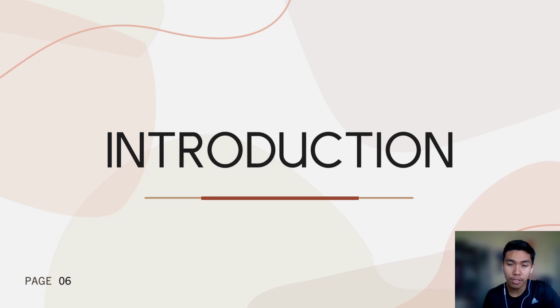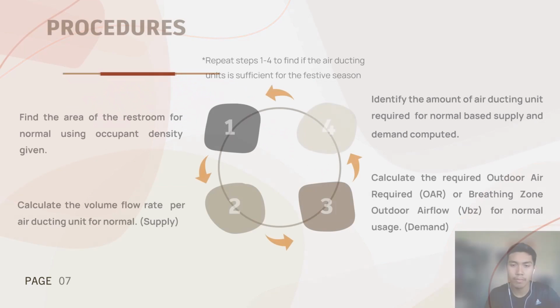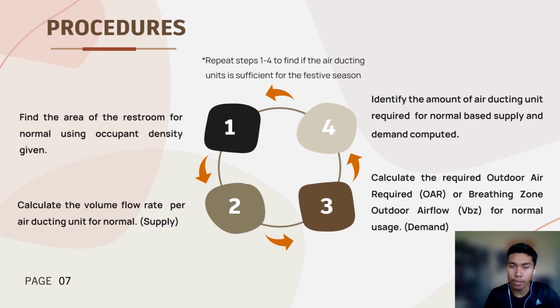Now, moving on to the introduction. For the procedures, we will refer to ASHRAE. First, we find the restroom area using occupant density. Then, we calculate the volume flow rate per air ducting unit, and this will be our supply. As for the demand, it is based on the outdoor air requirement. Then, we identify if the air ducting unit supplies sufficient enough for demand. All these steps 1 to 4 are repeated for the festive season.